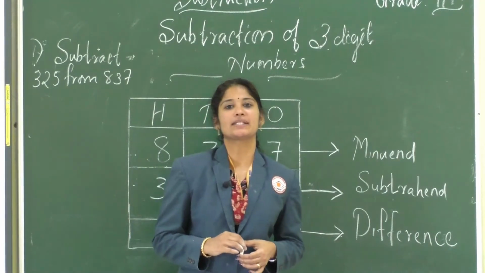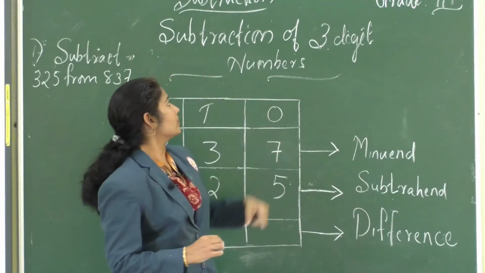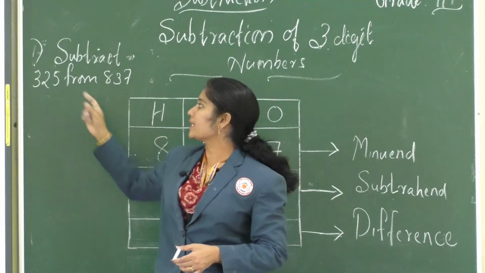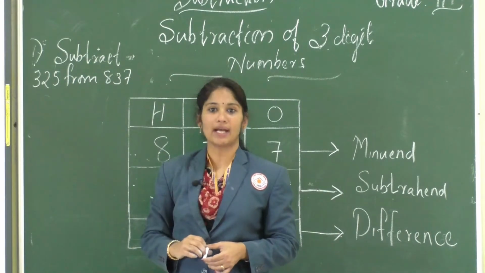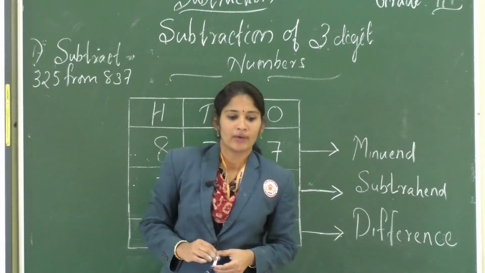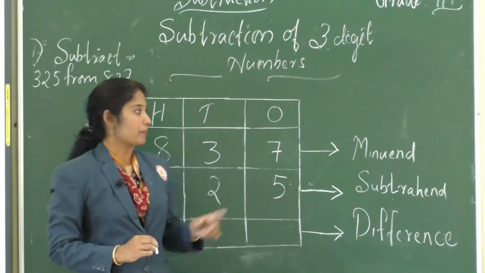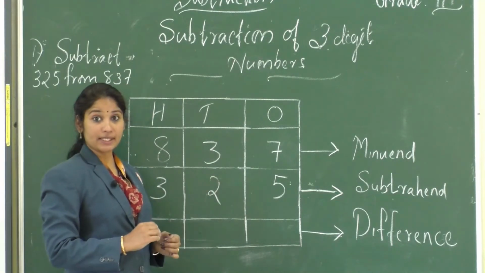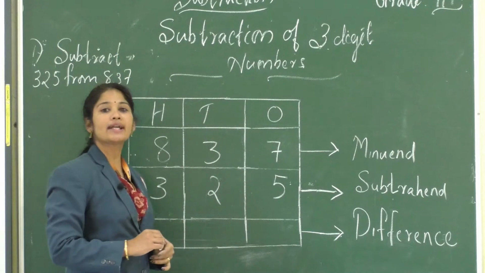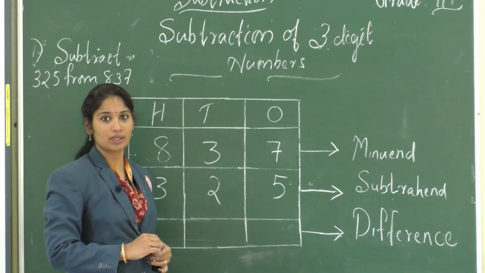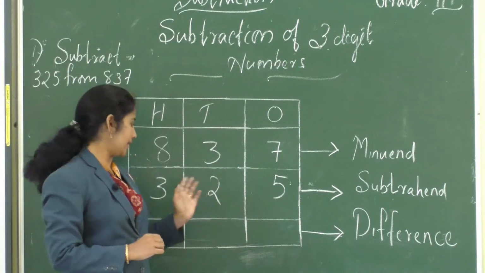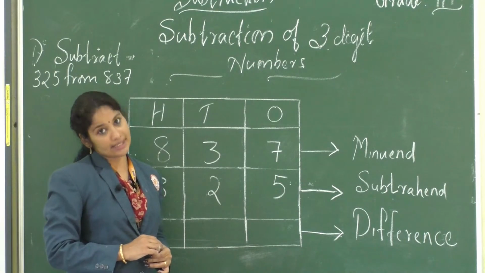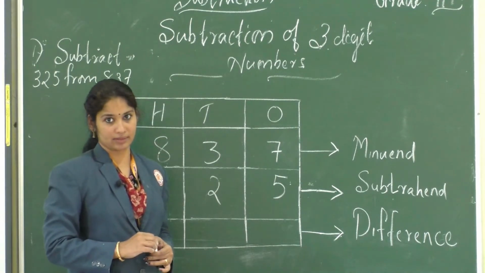Children, our first topic is subtraction of 3-digit numbers. Let's illustrate with an example. Subtract 325 from 837. We always subtract smaller number from a bigger number. Here, children, which is the biggest number? Yes, 837 is the biggest number. And children, which is the smallest number? Yes, 325 is the smallest number. Let's illustrate with an example of blocks.